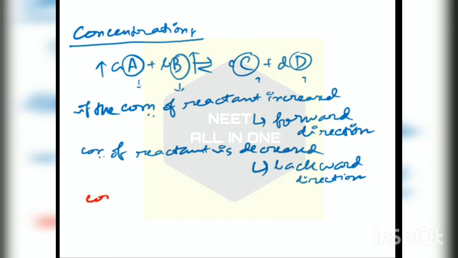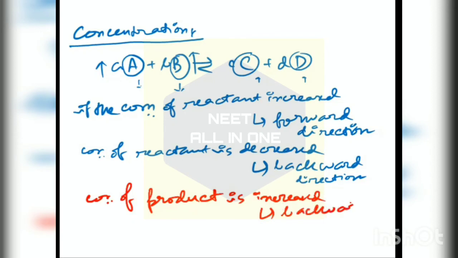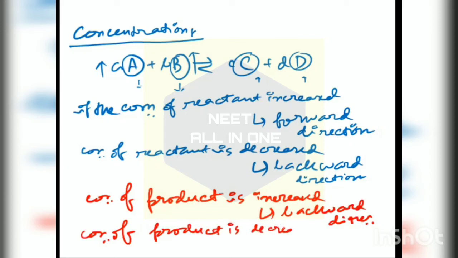So, concentration of product is increased. What happens? It goes to backward reaction. And if concentration of product is decreased, then it goes forward reaction.